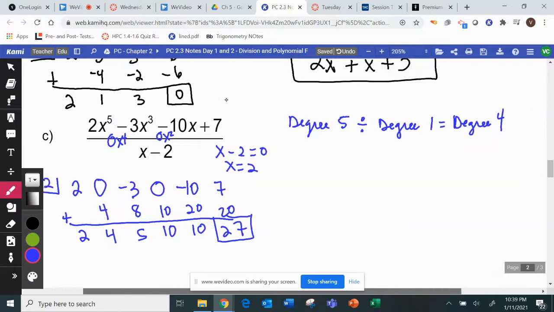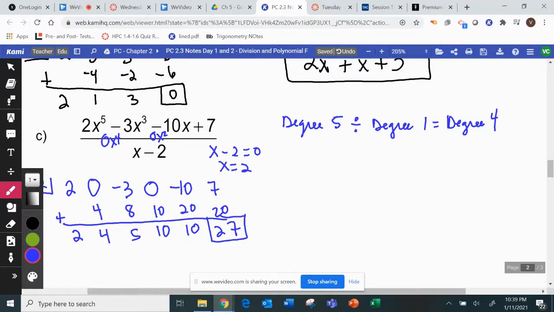So now I'm going to rewrite my answer as the quotient. I'm going to start with that coefficient of 2, and I'm going to put it with a degree of 4. 2x to the fourth plus 4x to the third plus 5x to the second plus 10x plus 10 plus the remainder of 27 over x minus 2.